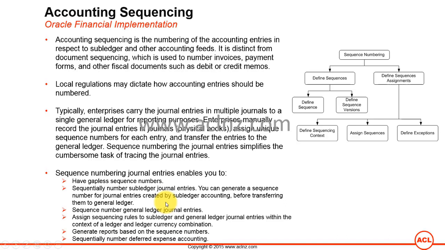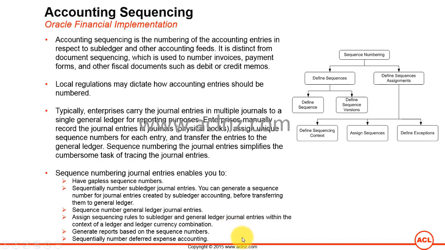Assign sequencing rules to subledger and general ledger journal entries within the context of a ledger and a ledger currency combination. Then you generate reports based on sequence numbers, and lastly you can sequentially number deferred expense accounting. So these are the advantages of sequence numbering, particular to accounting sequences, and its functionalities that you can define in Oracle applications.